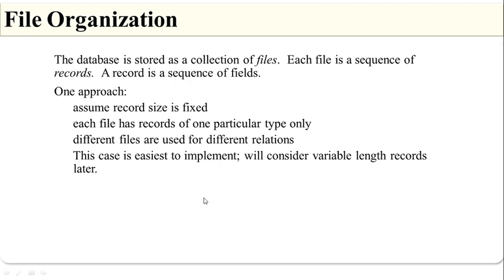What does file organization mean? The database is stored as a collection of files. Each file is a sequence of records. The record is a sequence of fields.